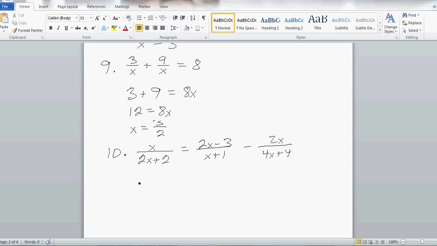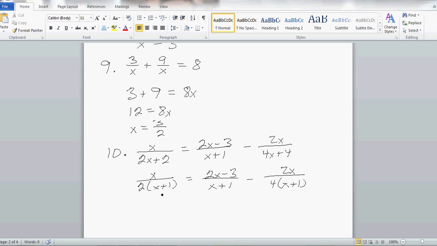So we begin, this becomes 2 times x plus 1. X plus 1 won't factor any further, so that's as good as that gets. But 4x plus 4, we can factor out a 4, leaving that. Now if we look at the common denominator, we need an x plus 1, and we need a 4. So the least common denominator is 4 times x plus 1.